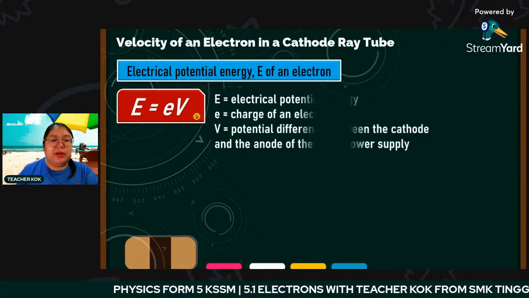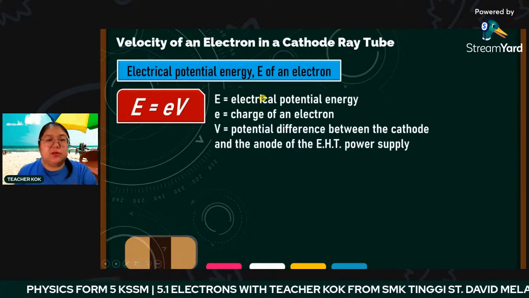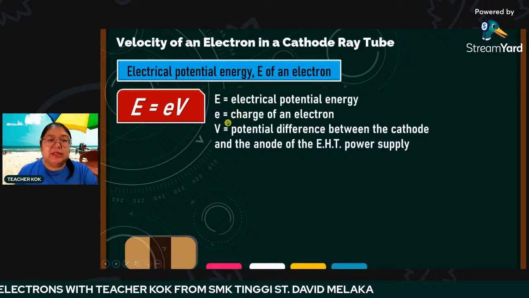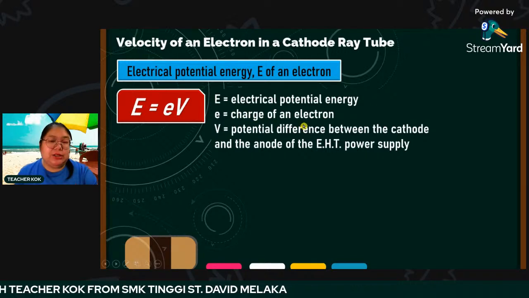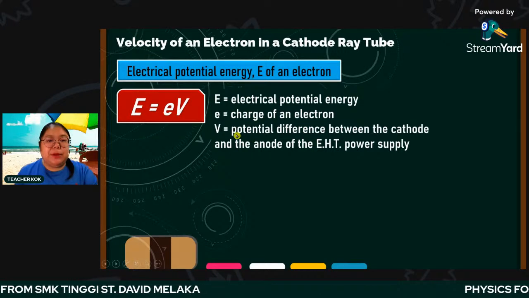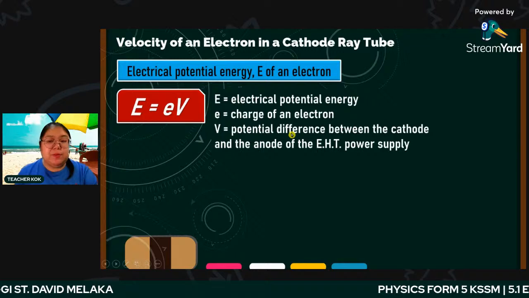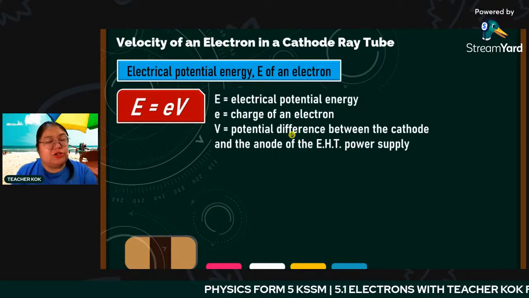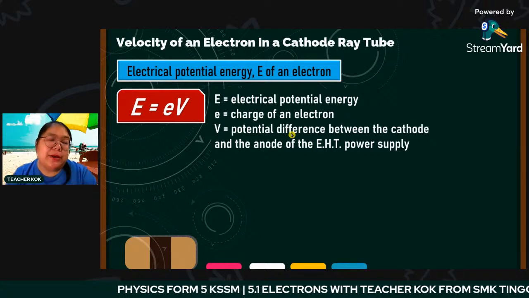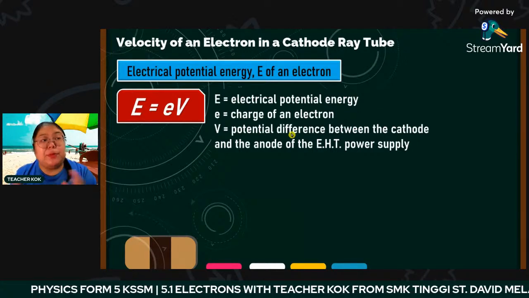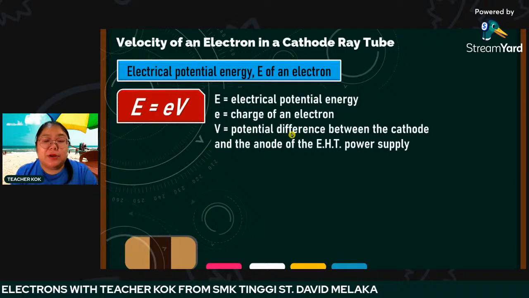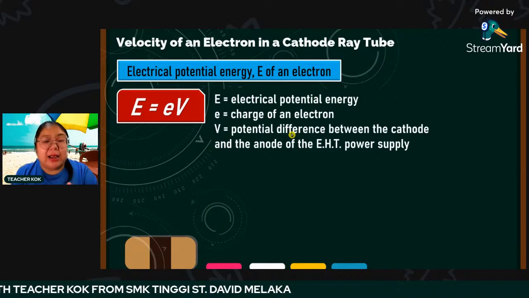So from here, we are going to see each physical quantity. E is the electrical potential energy. Small e stands for charge, the electron charge. Then V stands for the potential difference between the cathode and also the anode of the extra high tension power supply. This one we call the potential difference. The potential difference must be high, because it is provided by the extra high tension.